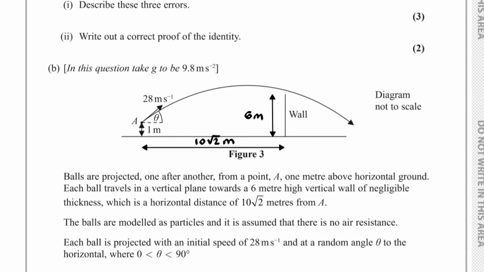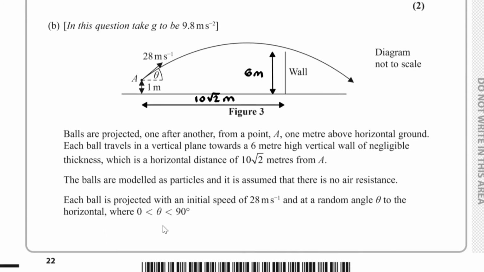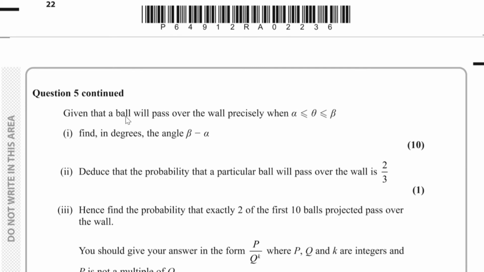Now let's add this to the diagram as we see here. The balls are modelled as particles, and it is assumed that there is no air resistance. Each ball is projected with an initial speed of 28 meters per second at a random angle theta to the horizontal, where theta is in between 0 and 90 degrees. And given that a ball will pass over the wall precisely when alpha is less than or equal to theta, which is less than or equal to beta, we have to find in degrees the angle beta minus alpha.